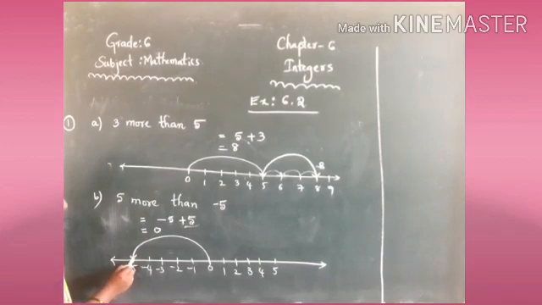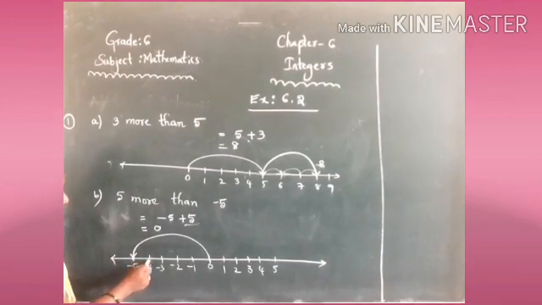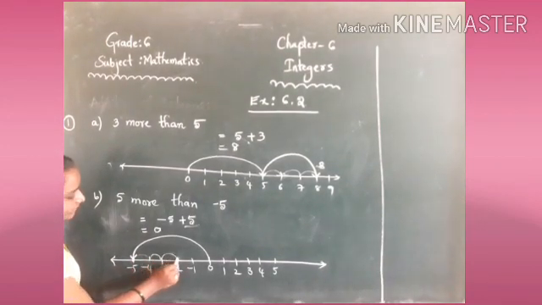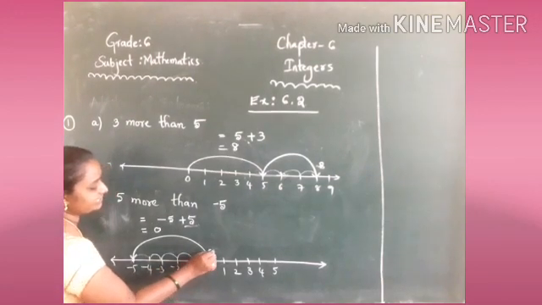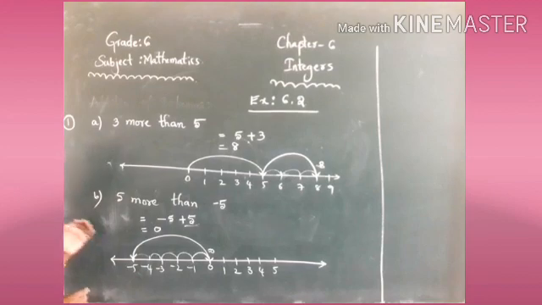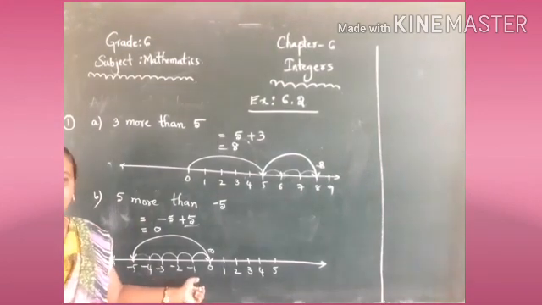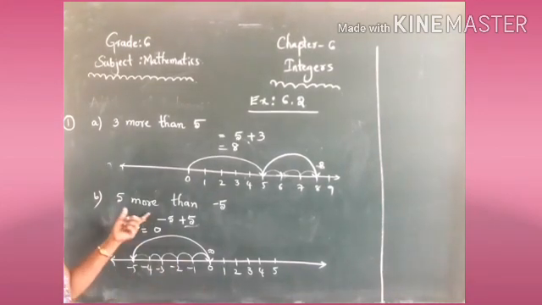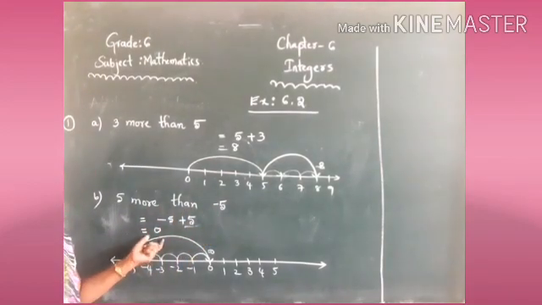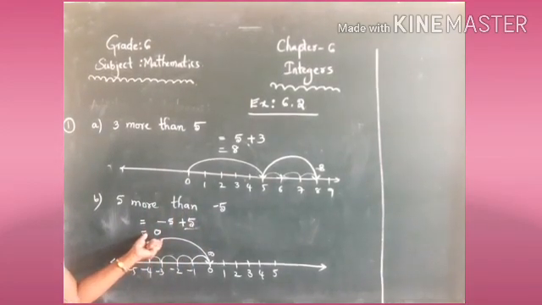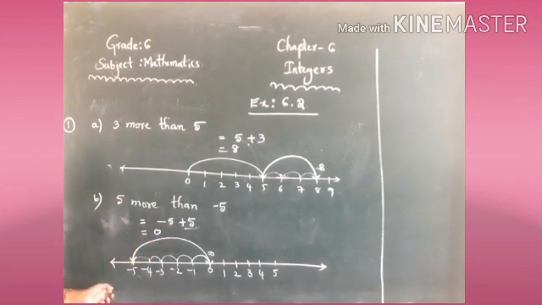So count here, minus 5 to minus 4, 1, 2, 3, 4, 5. Finally you reach 0. Now what is the answer? Yes, it gives 0. 5 more than minus 5 is equal to 0. Okay? Right. Copy it.